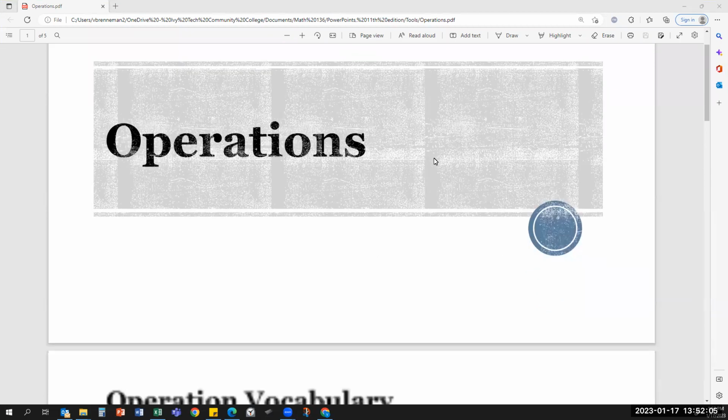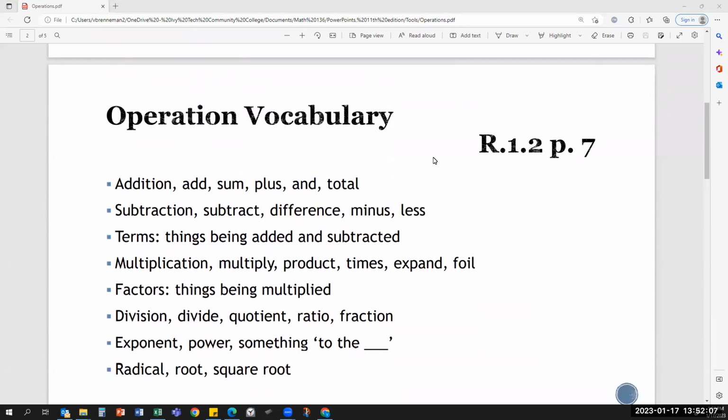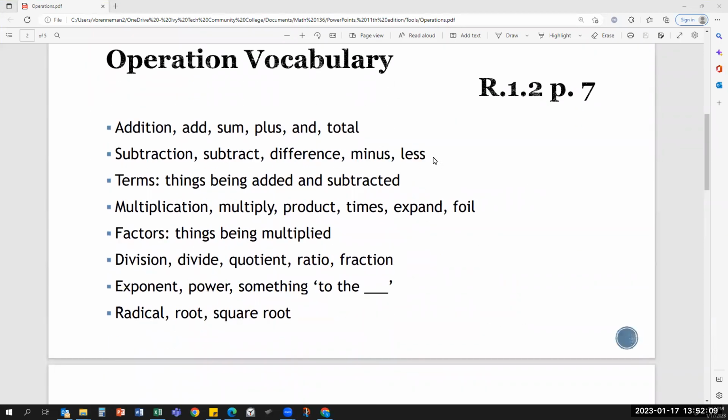Operations. So operations are things you do typically to combine two numbers or expressions, or sometimes things that are done to one number or expression. So we have addition, subtraction, multiplication, division, exponent, radical. There are different terms used for these, different vocabulary.